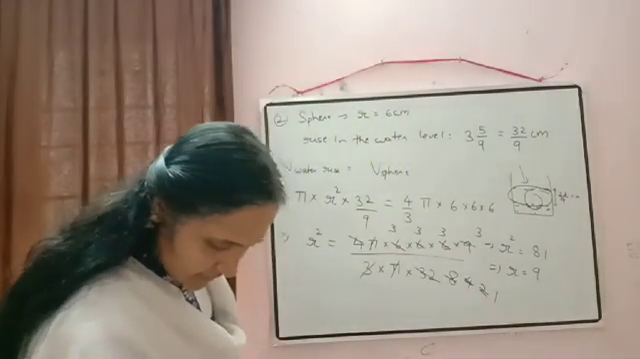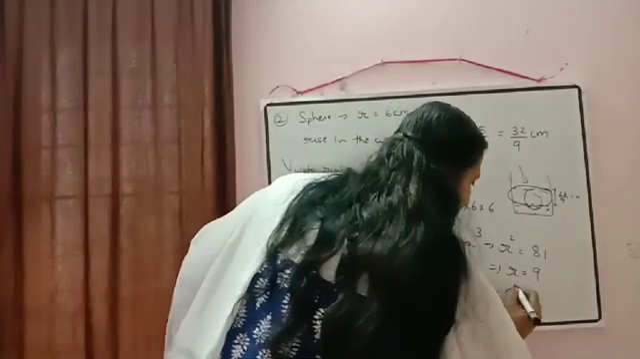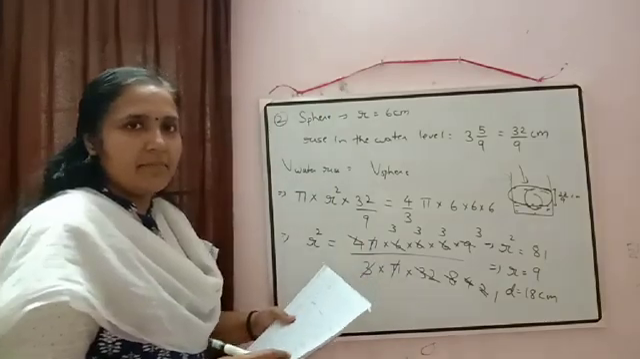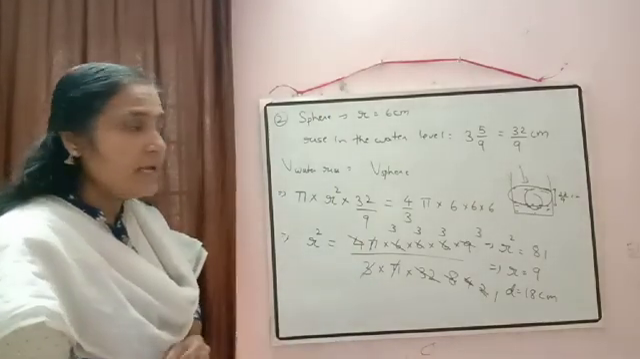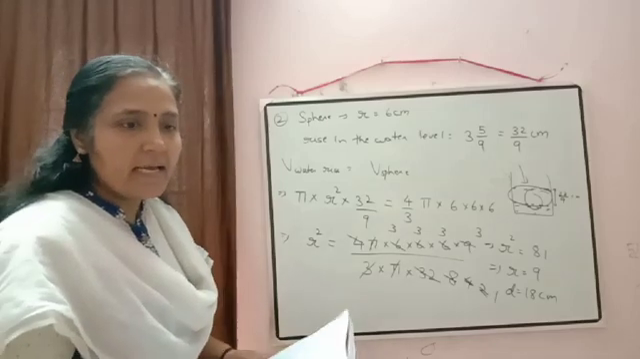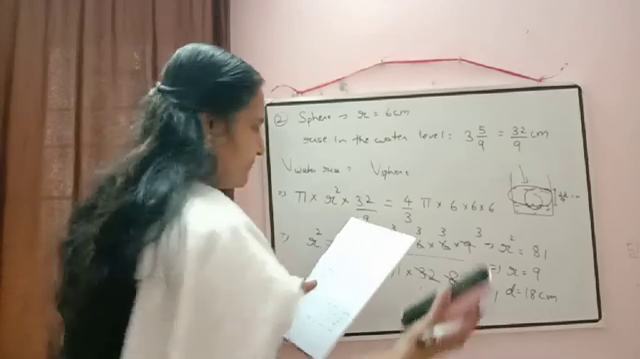And what is asked in the question? The diameter of the cylindrical vessel. So you can write down there, diameter will be equal to 18 centimeter. At last, write down the answer statement: diameter of the cylindrical vessel is 18 centimeter. I hope this question is clear. Okay, now we'll do the next question.